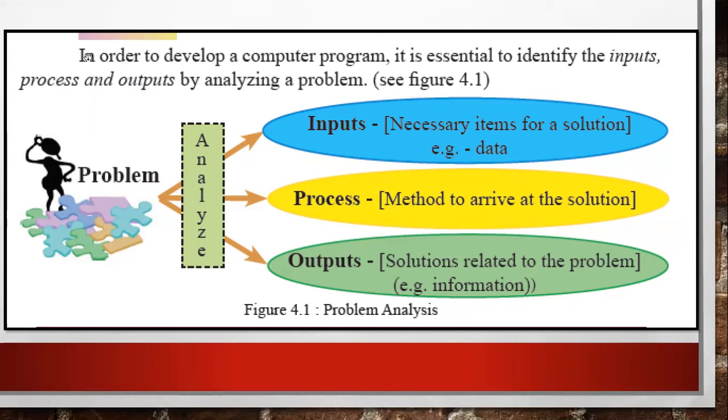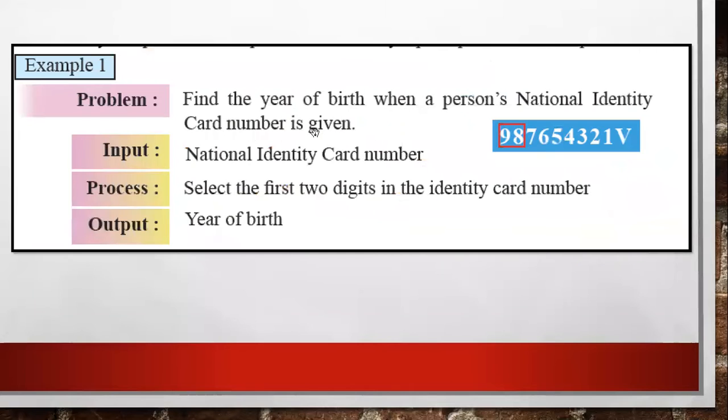Next example: find the year of birth when a person's national identity card number is given. This is the national identity card number, and in red color you can see the birth year. The input is the national identity card number. The process means selecting the first two digits in the identity card number. From these first two digits, you can identify the year of birth of a certain person.